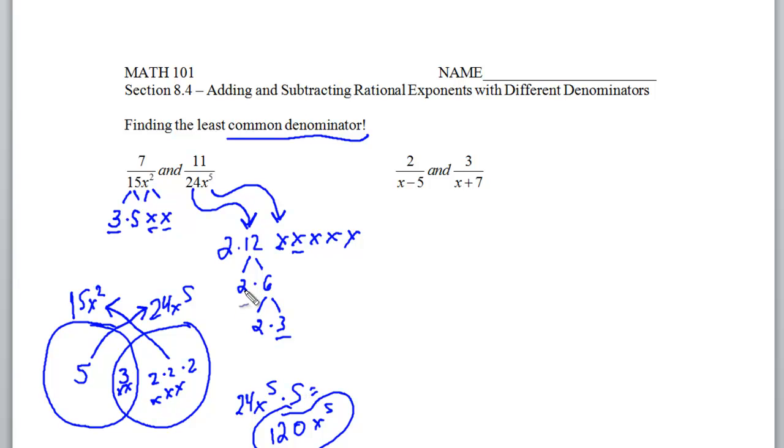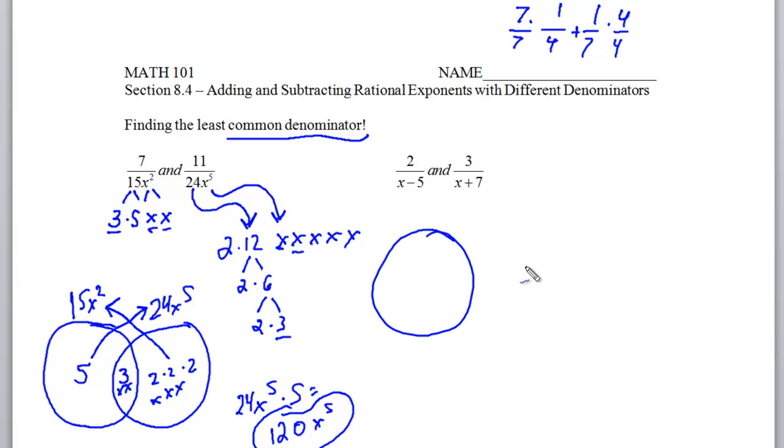Now getting common denominators is going to be a little bit easier with binomials at the start here. So this denominator is x minus 5, and this denominator is x plus 7. So when we have two denominators that have nothing to do with each other, like if we had 1/4 plus 1/7, we would multiply this side by 7 over 7, and we'd multiply this side by 4 over 4. Well, the same thing happens here.